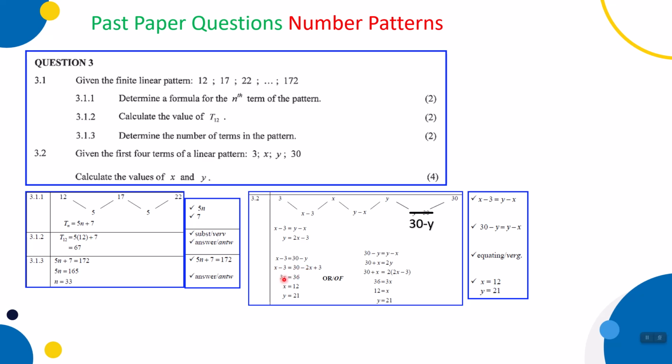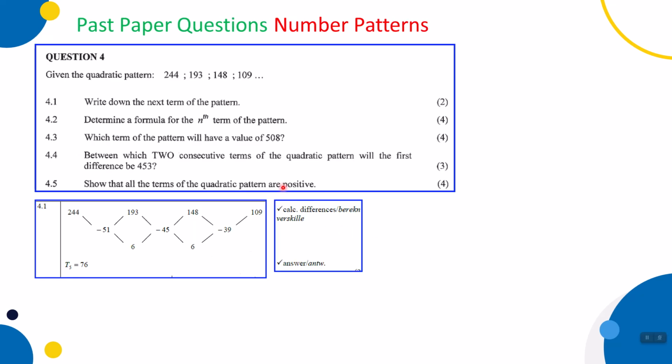So if you get the x's to one side and the numbers to the other side, 3x will equal 36. So x is equal to 12. You can take this x equals 12, and substitute it back in here for x in that first one. y equals 2 times 12 minus 3, and you'll get y is equal to 21. So you get a mark there for x minus 3 equals y minus x, and also a mark for 30 minus y equals y minus x, or for this one here, x minus 3 equals 30 minus y. For equating them and then solving for x equals 12 and y equals 21.